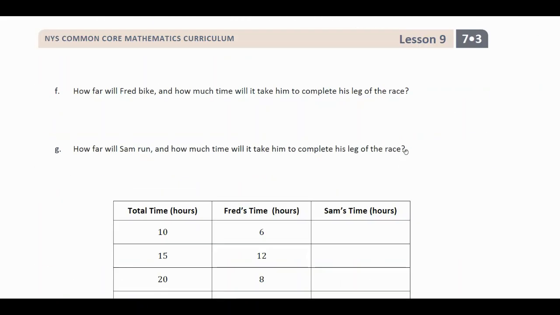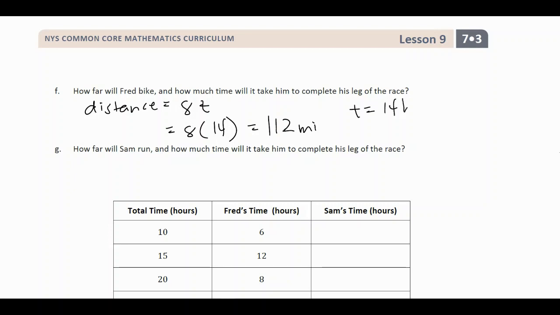All right, so how far will Fred bike and how much time will it take him to complete his leg of the race? So the distance for Fred, of course, is equal to 8t. So that is 8 times 14, which is 112 miles. And for the time, of course, it is 14 hours.